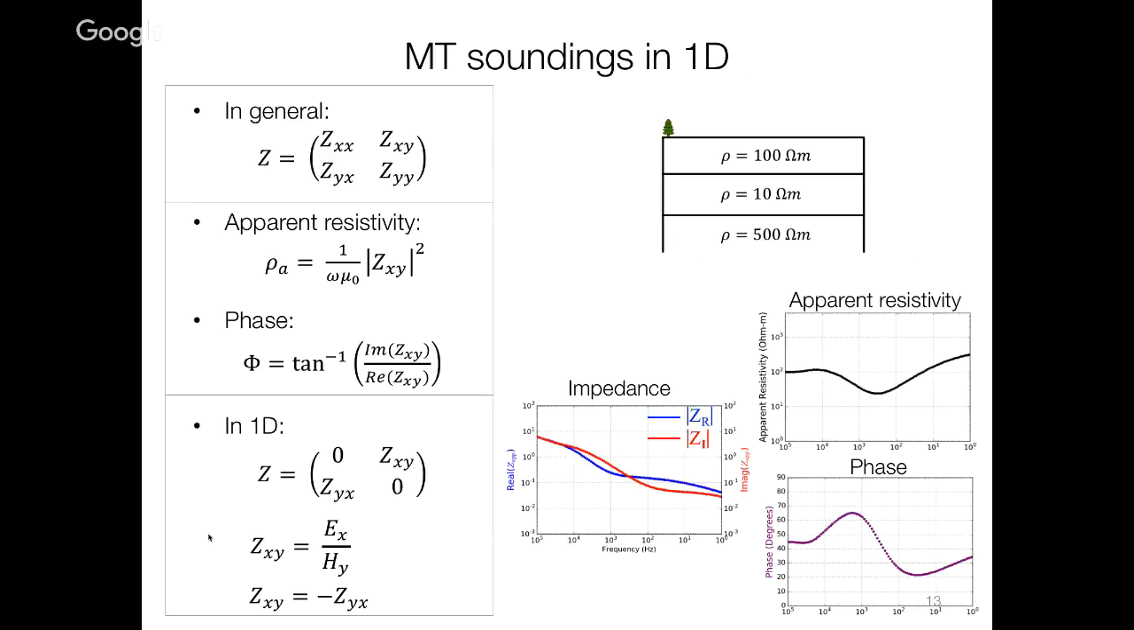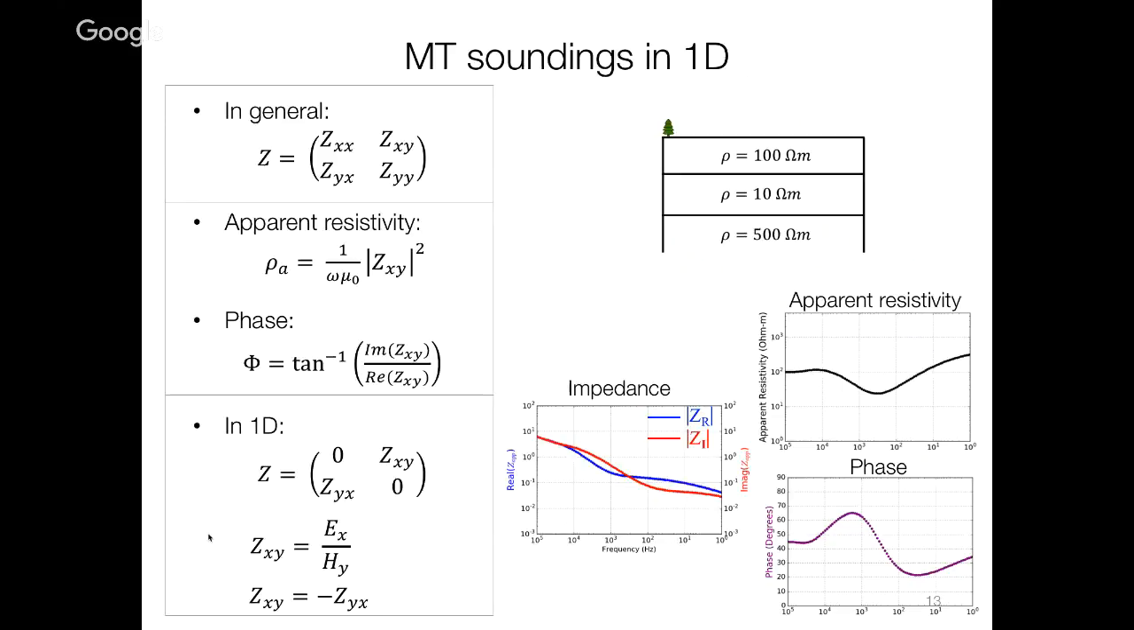Here's, let's say, 3 layers up here. So there's 100 ohm meters, 10, and 500. The resistivity of a layer, we assume that this resistivity is independent of the frequency, right? It's a property of the material that doesn't depend on the frequency.